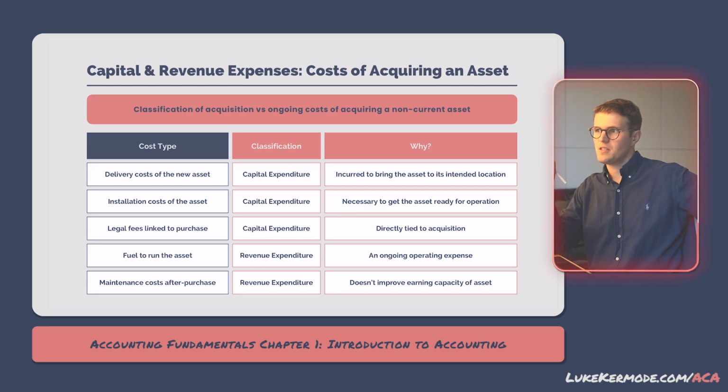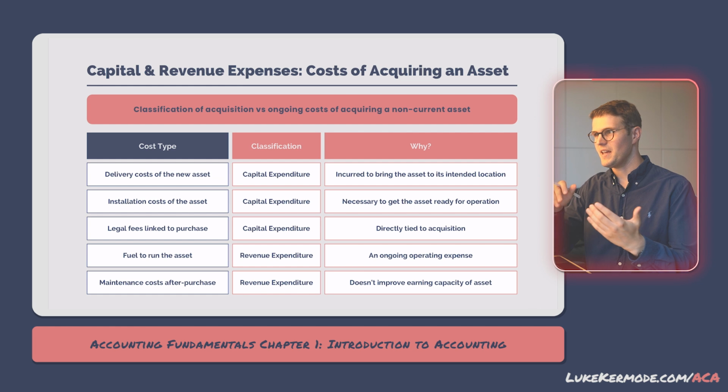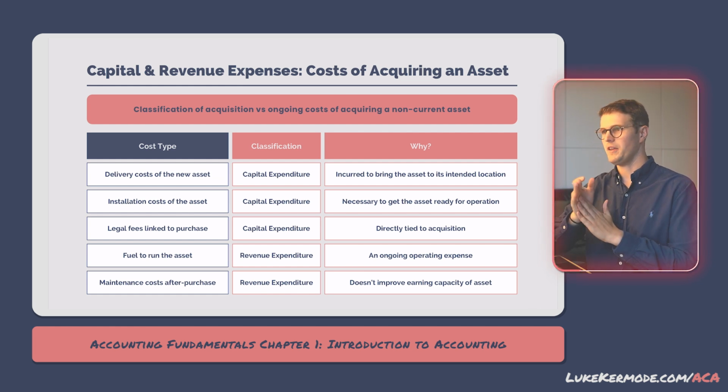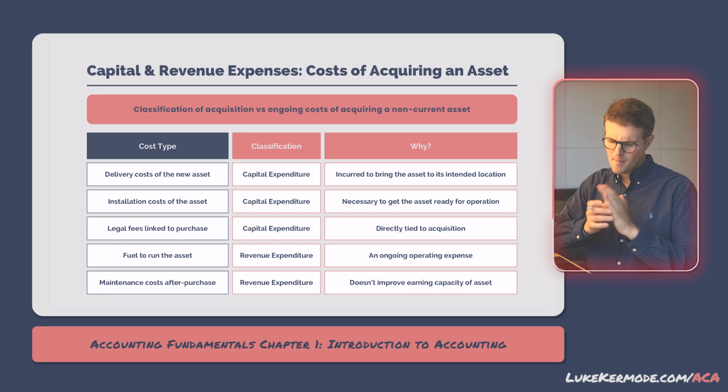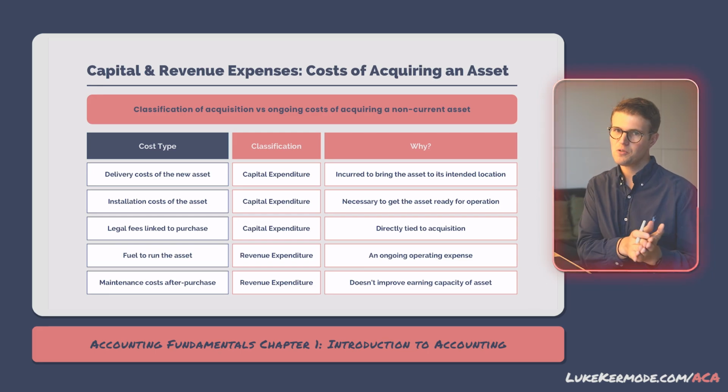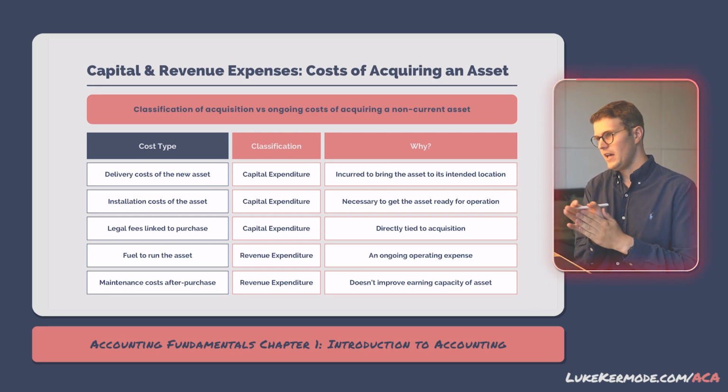So when a business buys something like machinery or property, it doesn't just pay the purchase price of the item. There are additional costs, for example, delivery fees to get the asset to the business, installation costs to get it set up, and sometimes legal fees which are tied to the purchase. But how are all these costs classified? Are they capital or are they revenue expenditure?